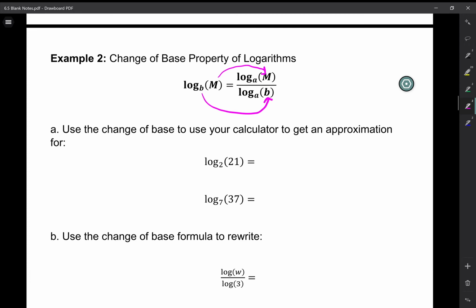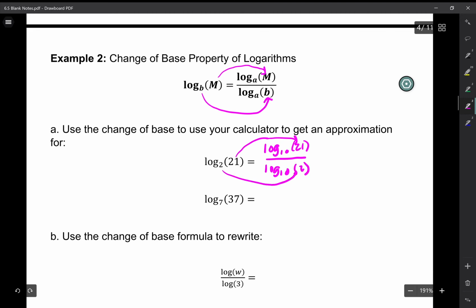So let's do a practice problem with this one. Let's switch it to log base 10. So my new log is base 10. I'll write the 10 in just to be clear this time, but you don't have to write it. The m is what I take in the numerator, so log base 10 of 21. And the 2 is what I take the logarithm of in the denominator, so log base 10 of 2.